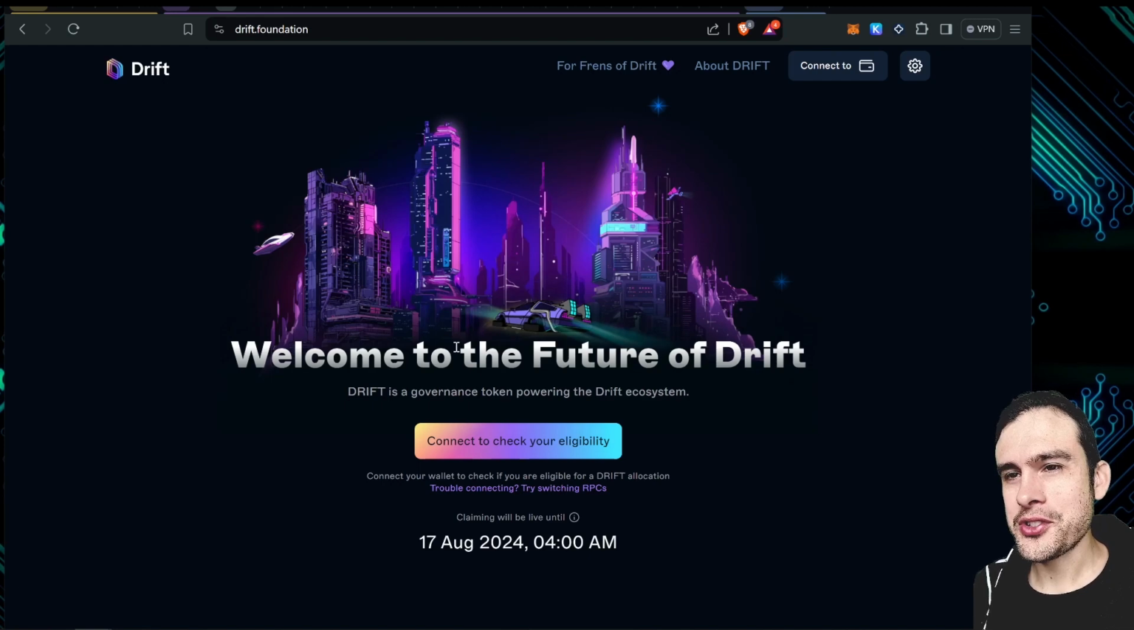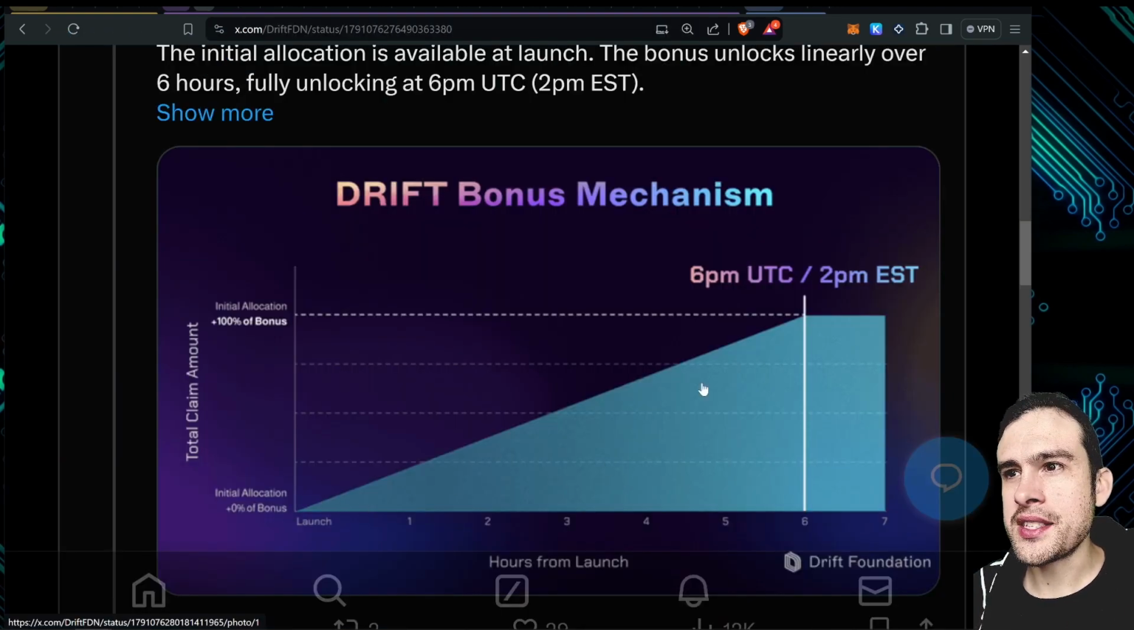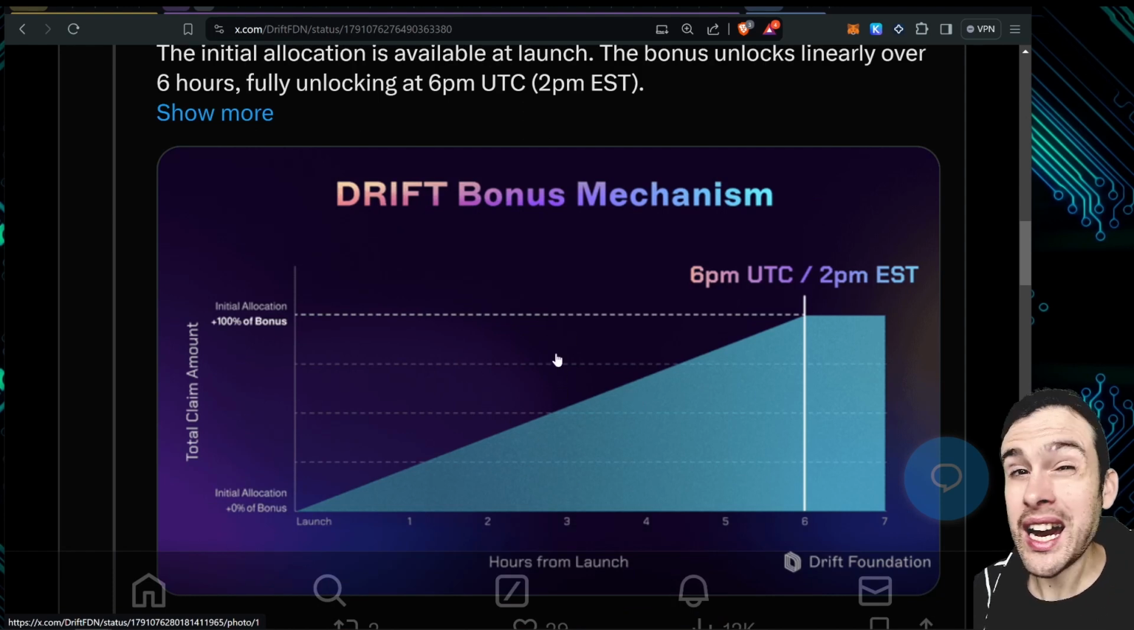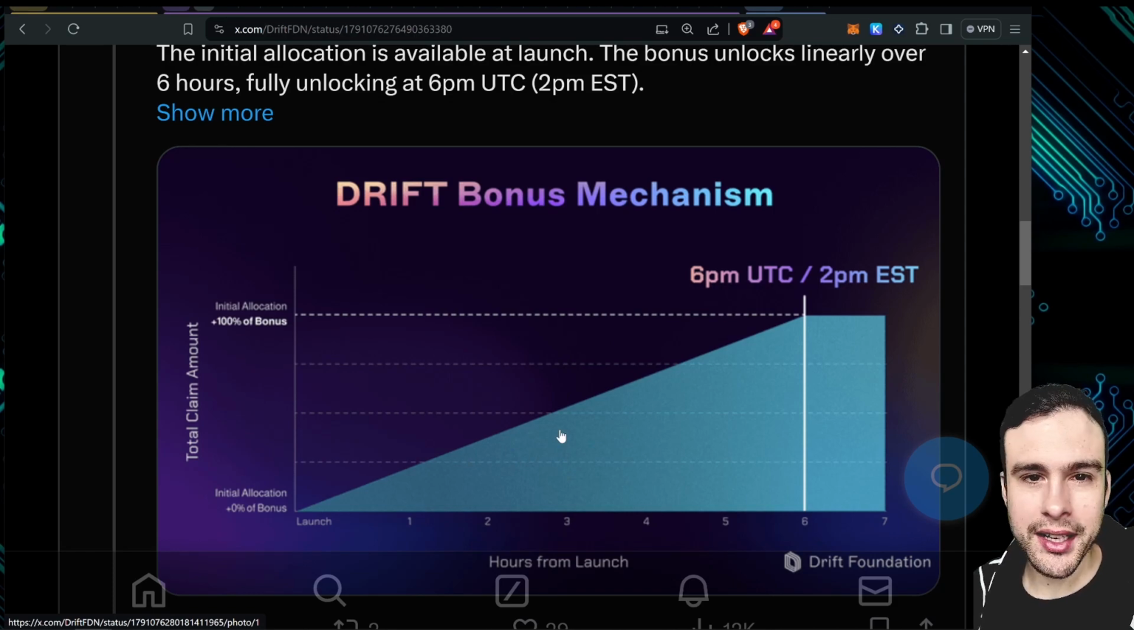So it was driving across the screen, and you could see the numbers going up, as in the amount you could claim was going up, because it started at like 50%. Throughout the 6-hour period, you could see it slowly increasing. So you could actually claim 1.5 times at like the 3-hour mark, if that makes any sense.